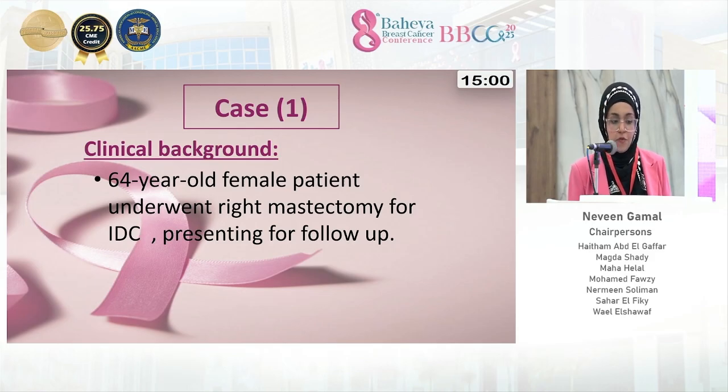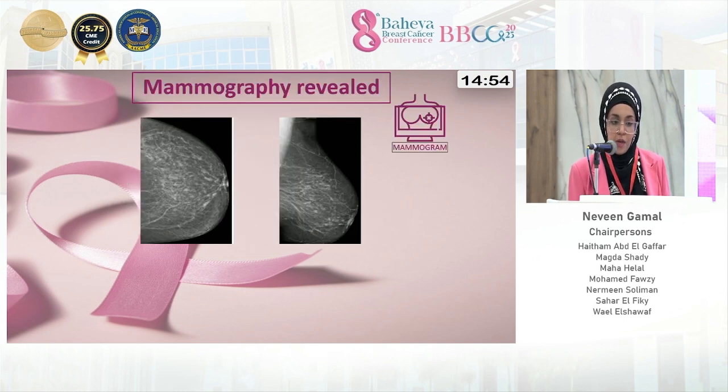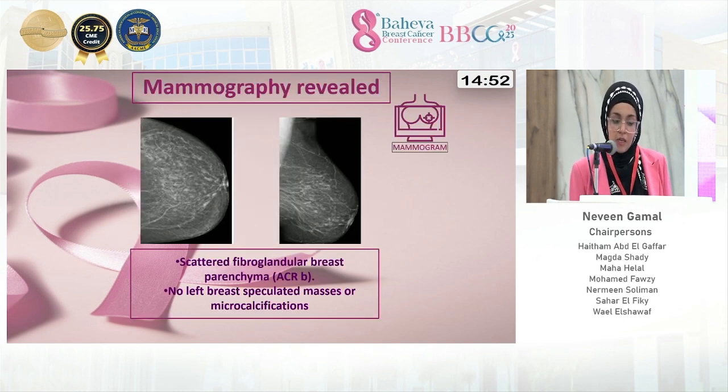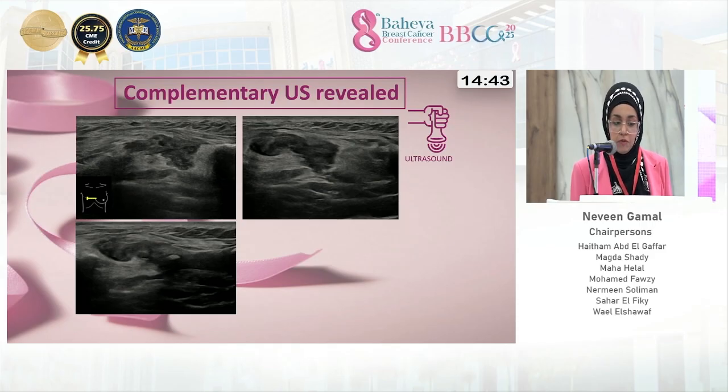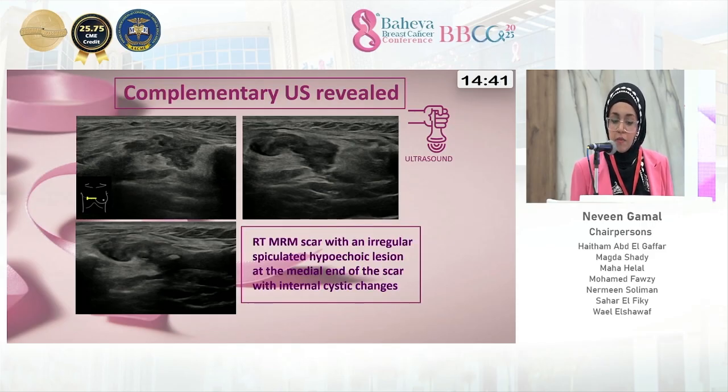First case, 64-year-old female patient underwent right mastectomy for invasive ductal carcinoma presenting for follow-up. Her mammography revealed scattered fibroglandular breast parenchyma, ACR B, with no left breast spiculated masses or microcalcification. However, her ultrasound revealed a right MRM scar with an irregular spiculated hypoechoic lesion at the medial end of the scar with internal cystic changes.